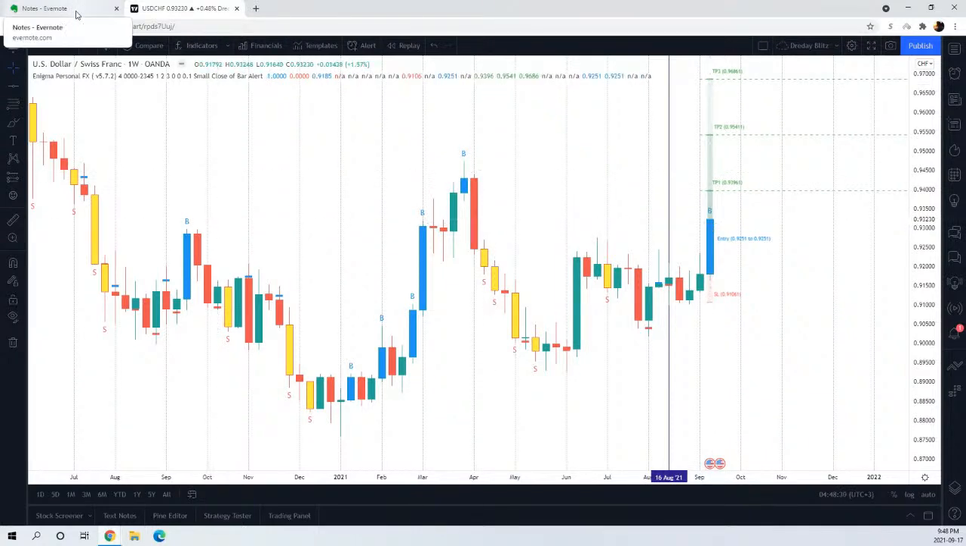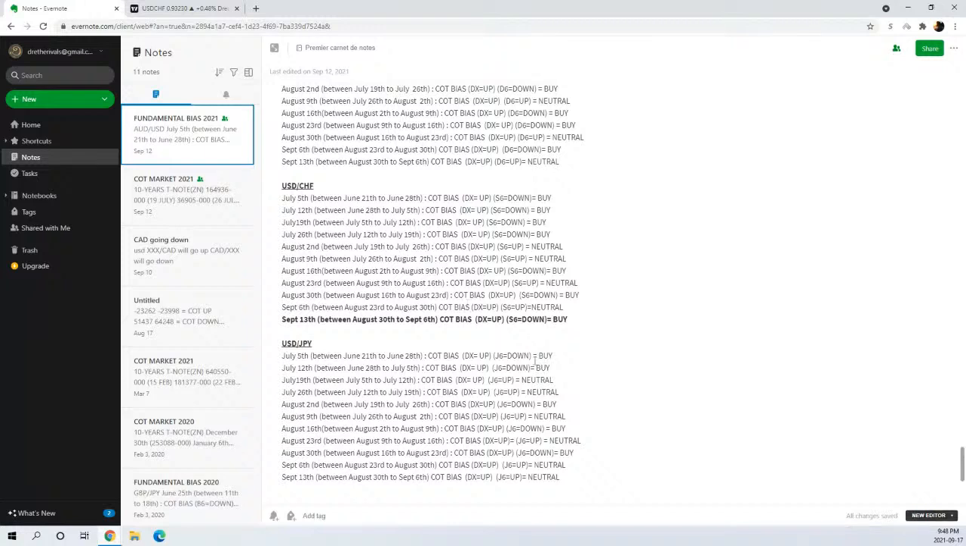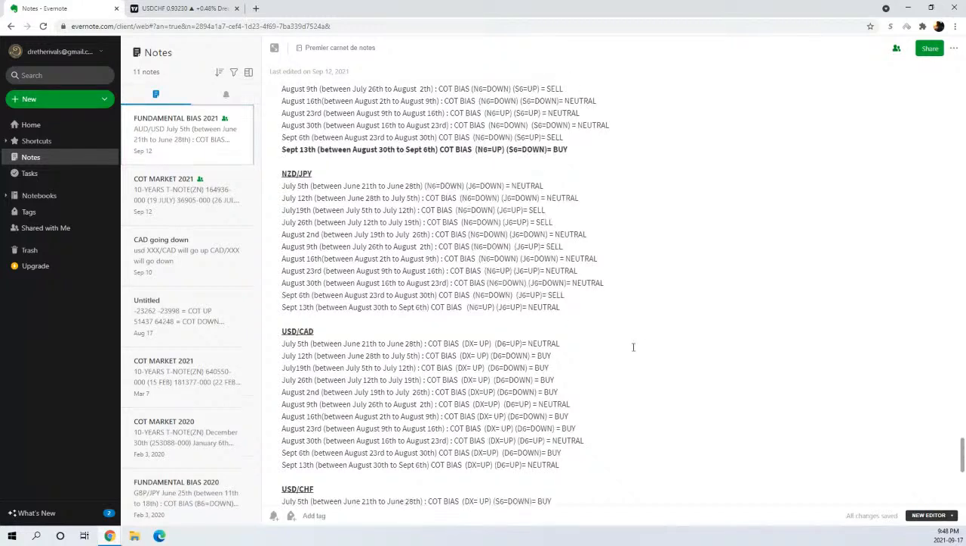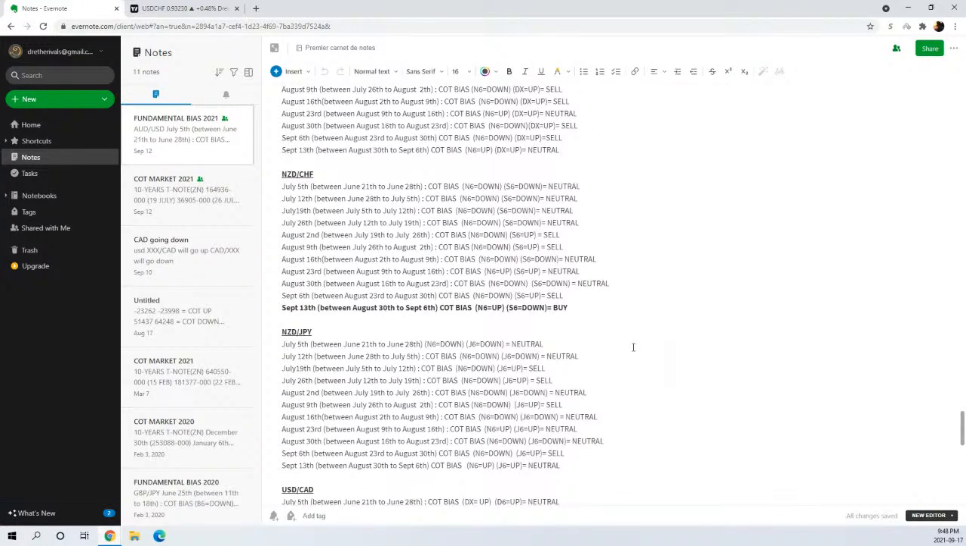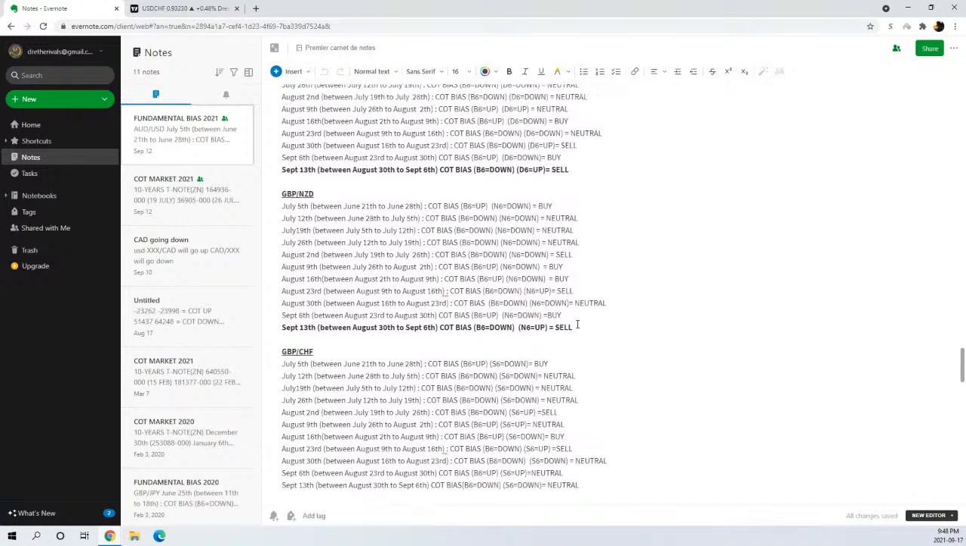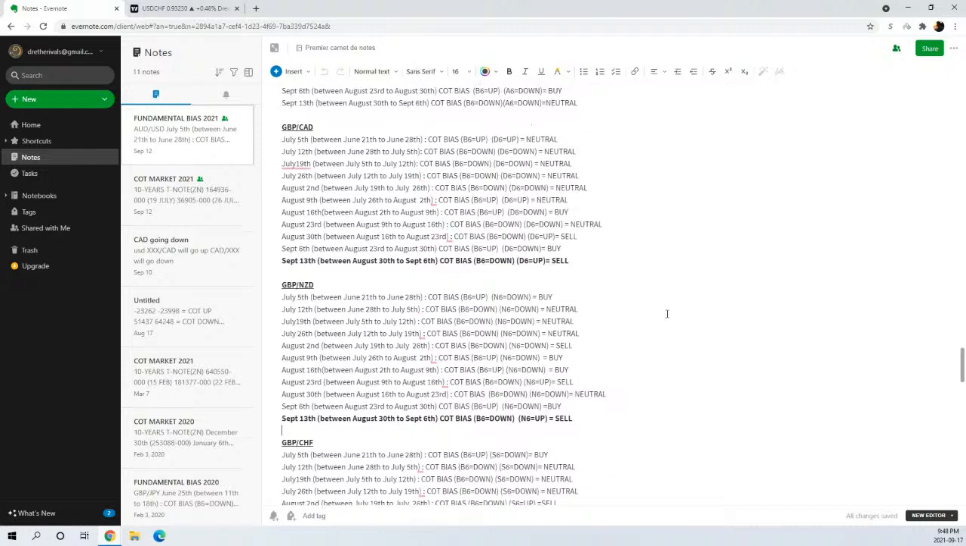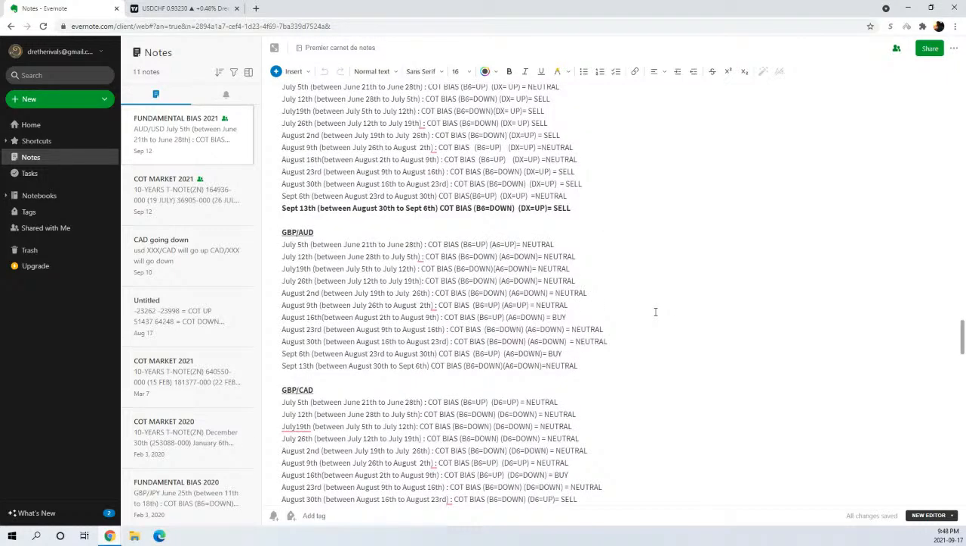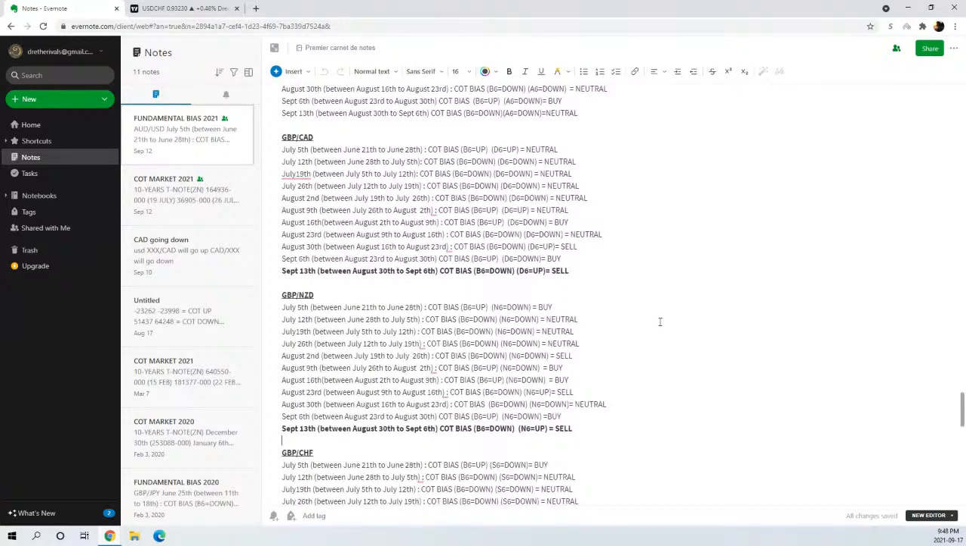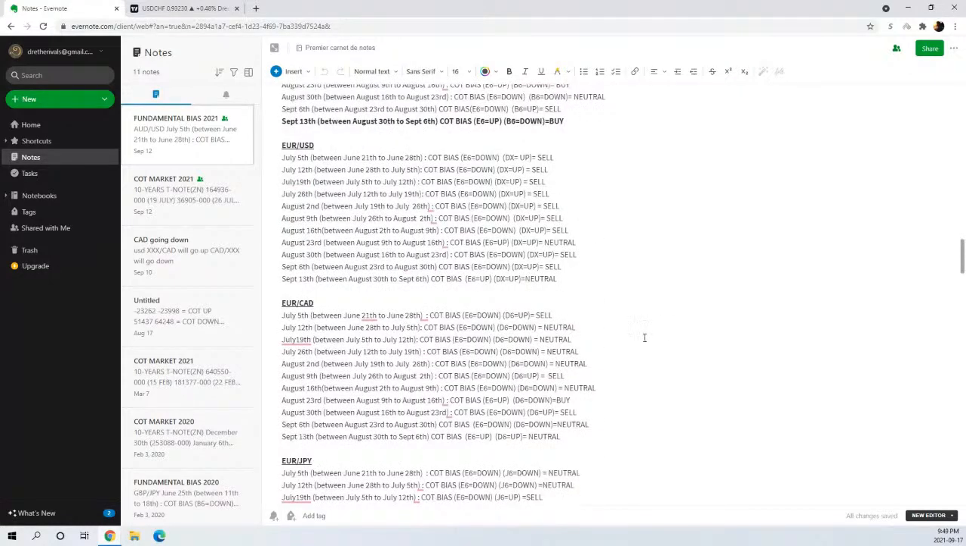So far we only had GBP NZD. That was the bias that was incorrect. Okay, it bought for the whole week, but we have it as a sell. But for the rest, our bias was accurate. Okay, so that's really amazing, guys.